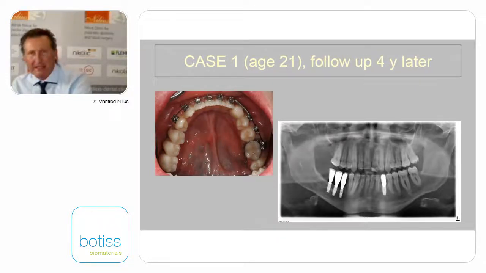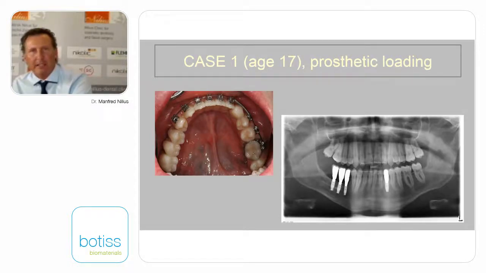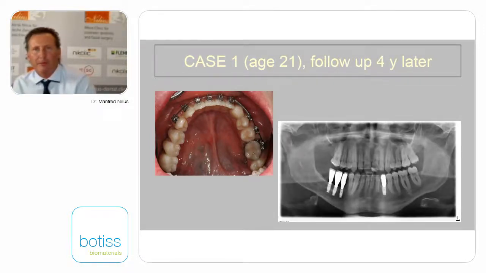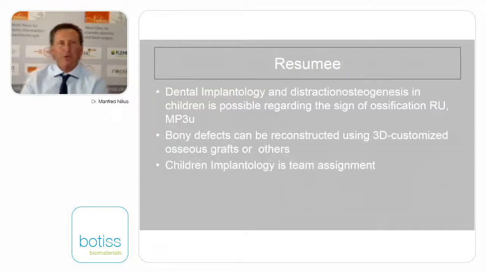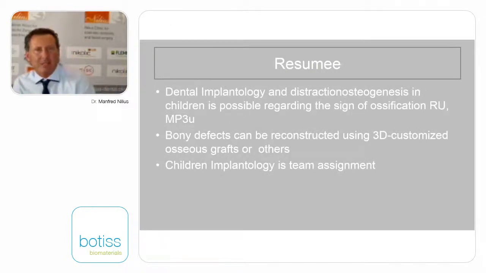Okay, this was made 7 years before, and here you can see after prosthetic loading, and now at the age of 21, follow-up after 4 years with a very stable bone area, and the crestal bone is still growing out. So this is the first case we made, and the small résumé we made at that time was that dental implantology and distraction osteogenesis is possible in children, even if it is an allogene 3D block. But you have to wait after ossification of RU and MP3U grade.